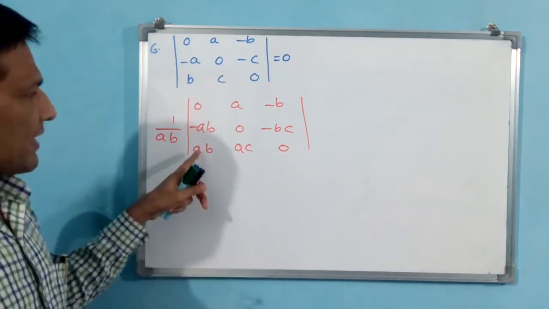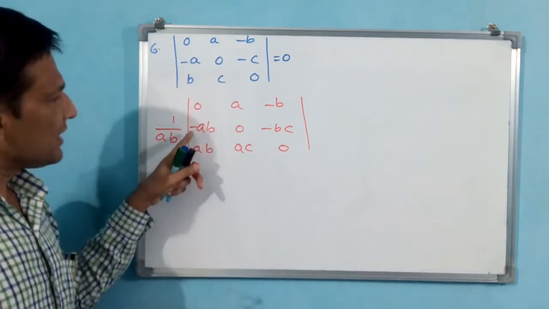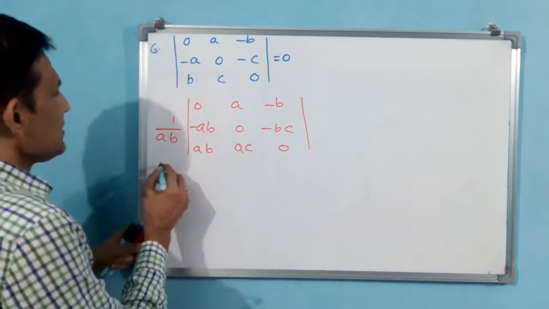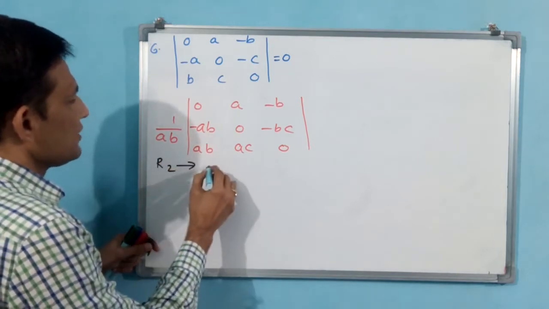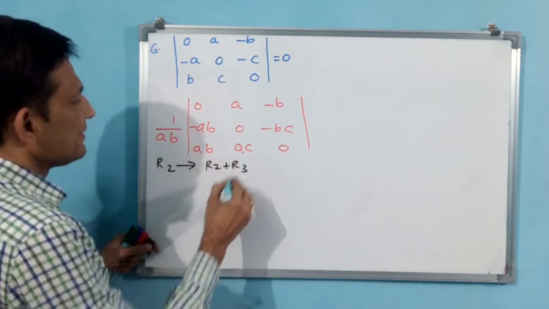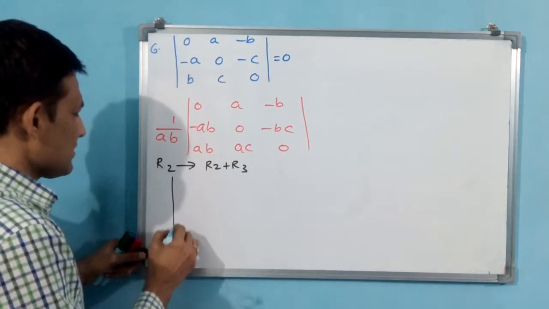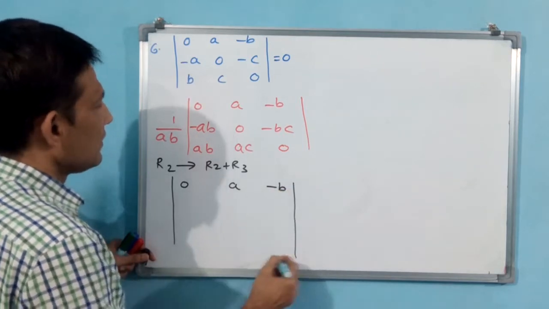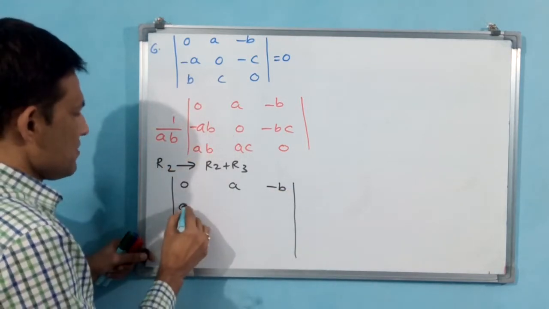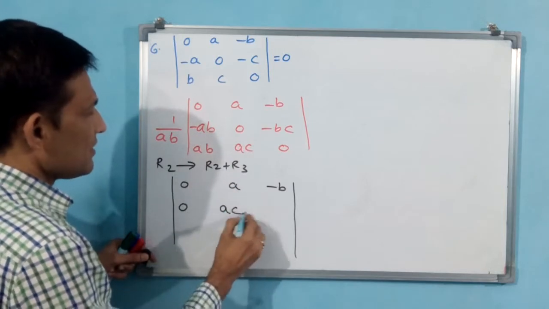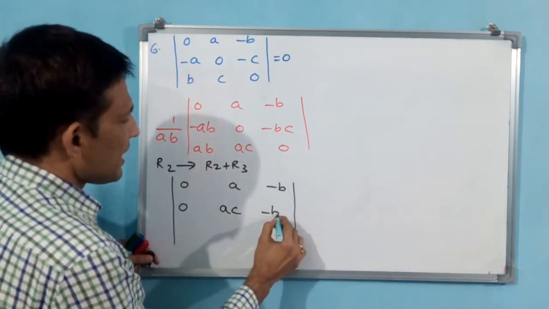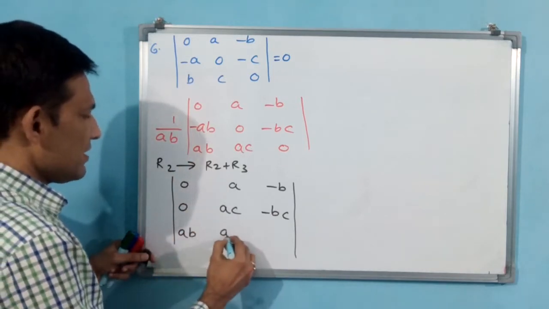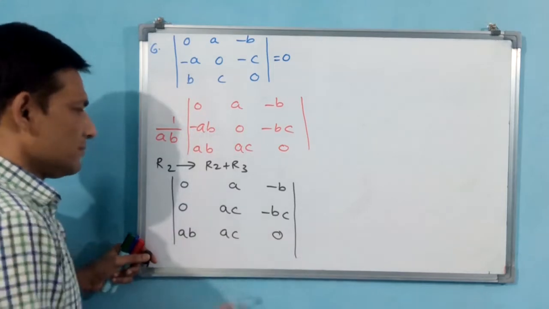Okay. Now what I want to do, R2 plus R3 and writing in R2. Now you see what I am doing. Change is in R2. What is that change? R2 plus R3. What about R1? There is no change. Then you write 0, A minus B. Minus AB plus AB, 0. 0 plus AC, AC. Minus BC plus 0, minus BC. Then R3 there is no change. Write down AB, AC, 0.